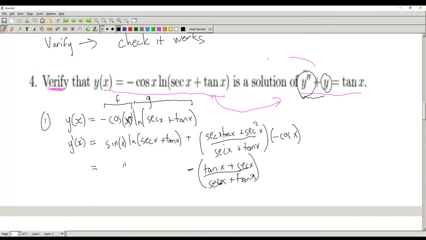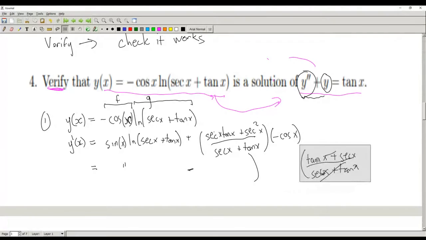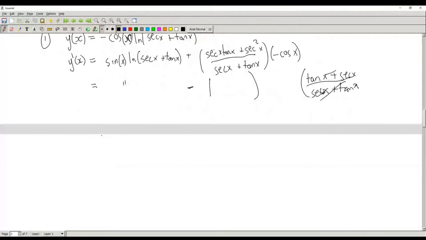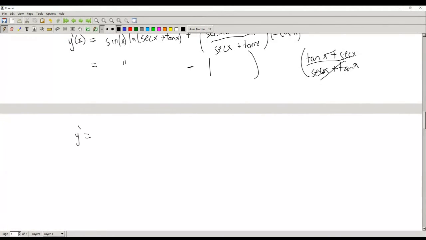But yeah, if we multiply the cos in here, we come up with tan x plus sec x over sec x plus tan x. These two are equal, so that is going to be minus 1. I'm just going to do this because I don't like to write much. So we can then rewrite y prime as sine of x ln of sec x plus tan x minus 1.